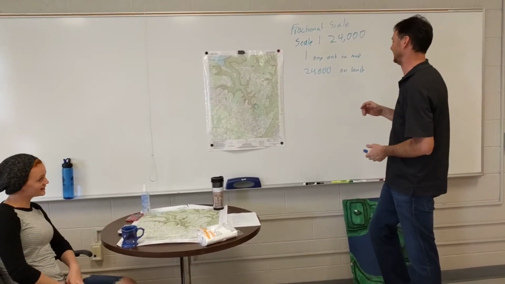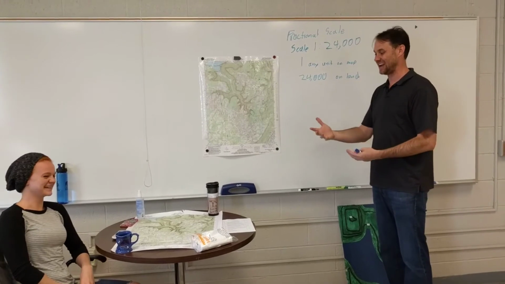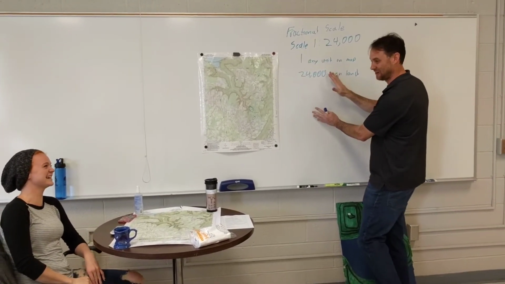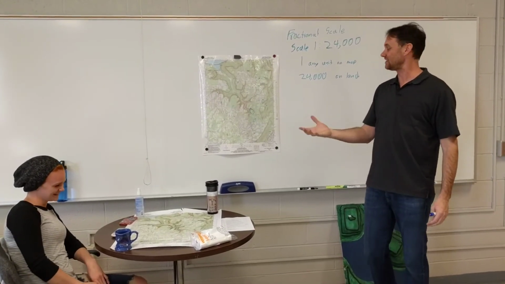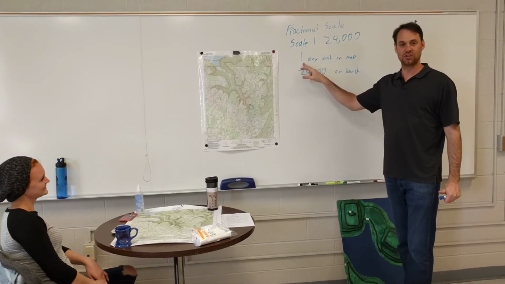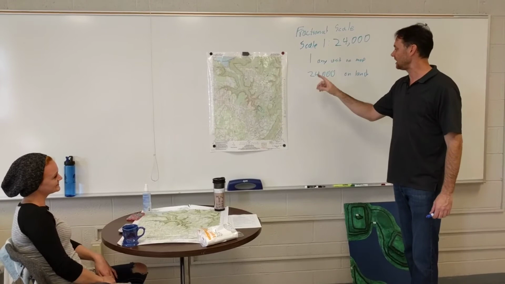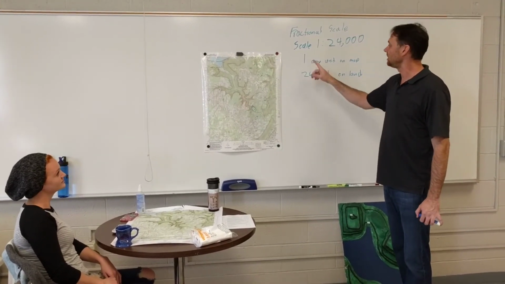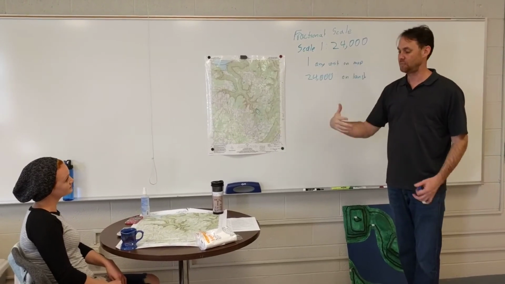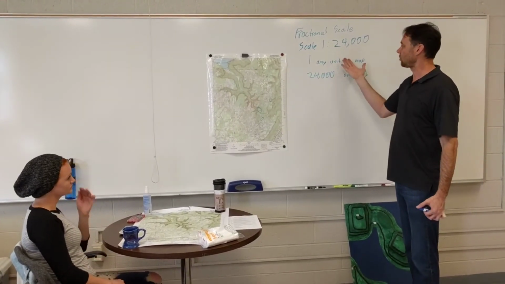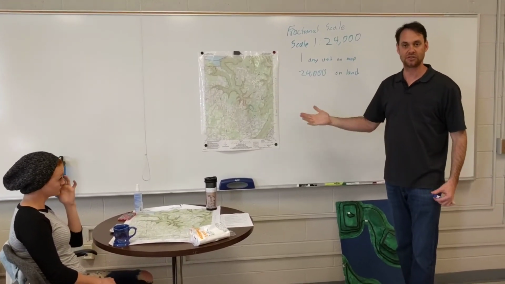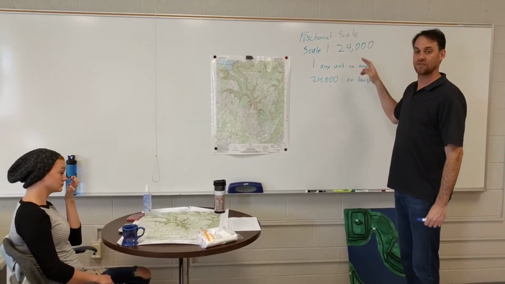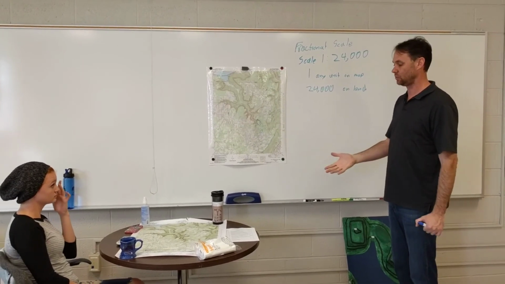But the idea is correct, and I would actually accept you saying 24,000 ducks if you get this part right. So yes, one of any measured unit on your map, in this case, equals 24,000 of those same units on land. This fractional scale changes depending on what type of map you have. Some are 48,000, there are some 12,000, there are some very large scale maps as well. But this 24,000 is a very common one, and it's going to be the one that we use.